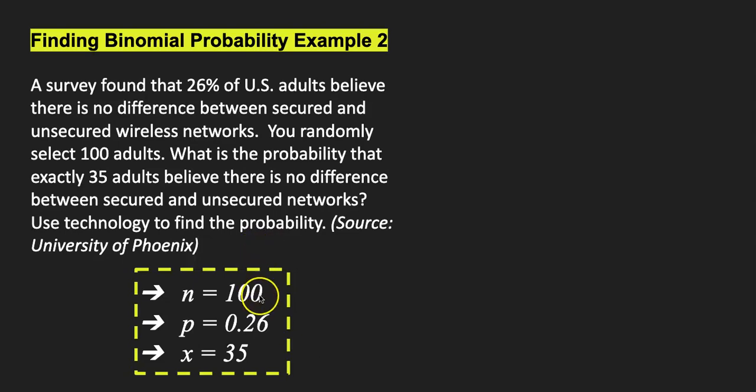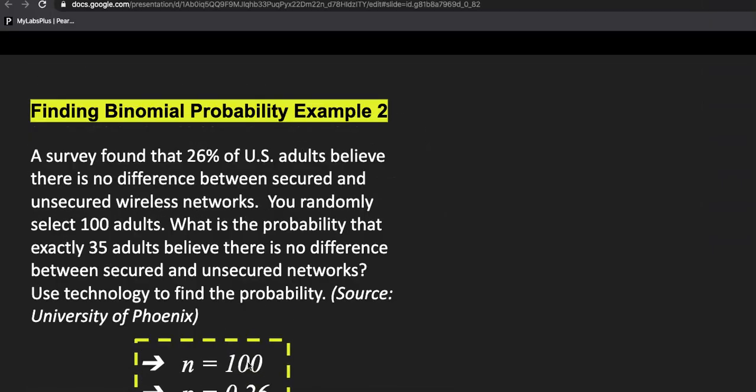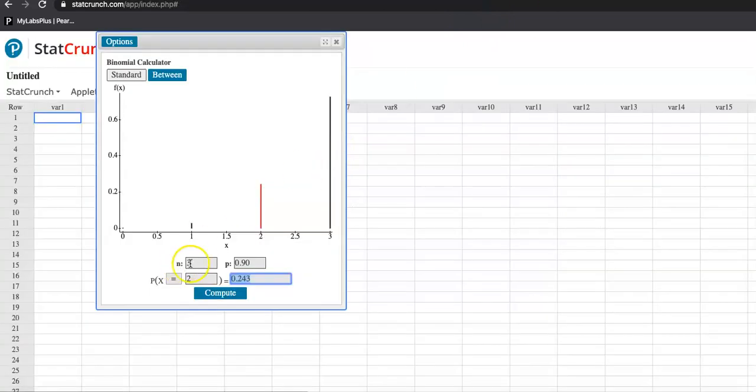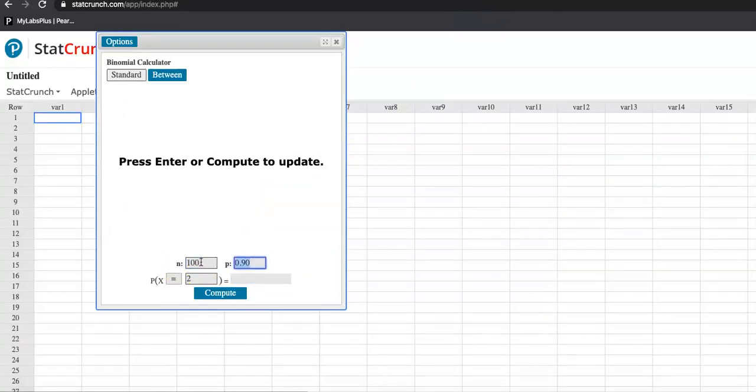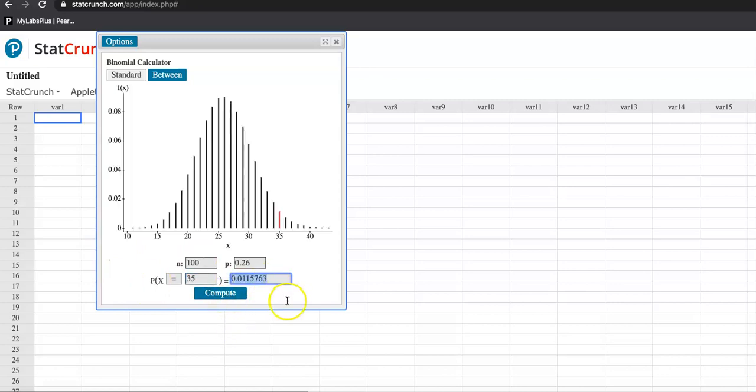So let's enter n equals 100, p equals 0.26, and x equals 35 on our binomial calculator. I'm back here: n equals 100, p equals 0.26, and x is exactly 35, and I'm going to compute. The answer is going to be very small. You may get some of these very tiny answers on your homework, and MyStatLab can be pretty particular about the way you round, so just be careful with rounding. The probability is 0.01157.